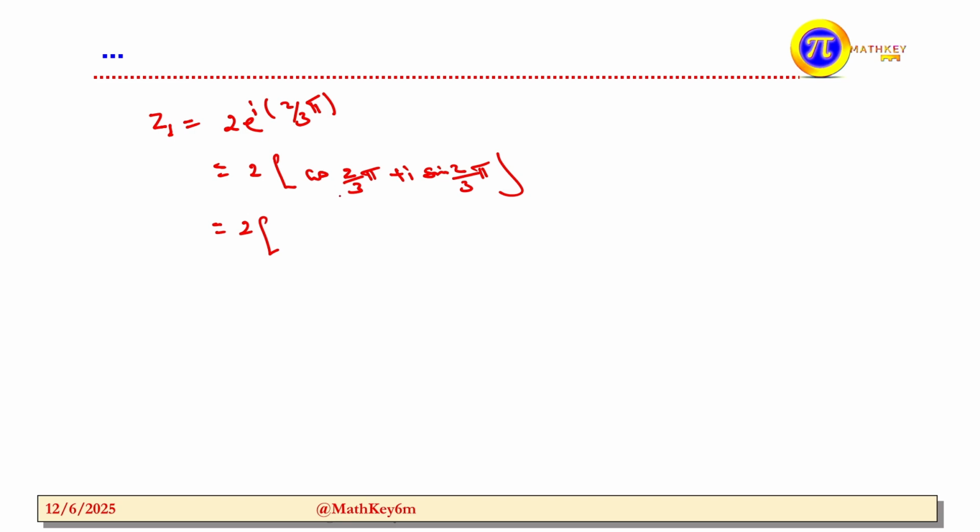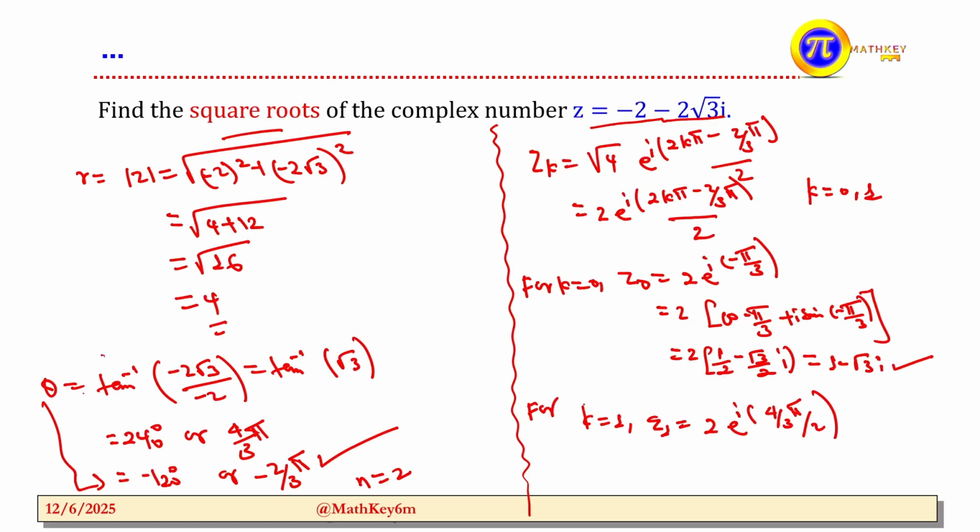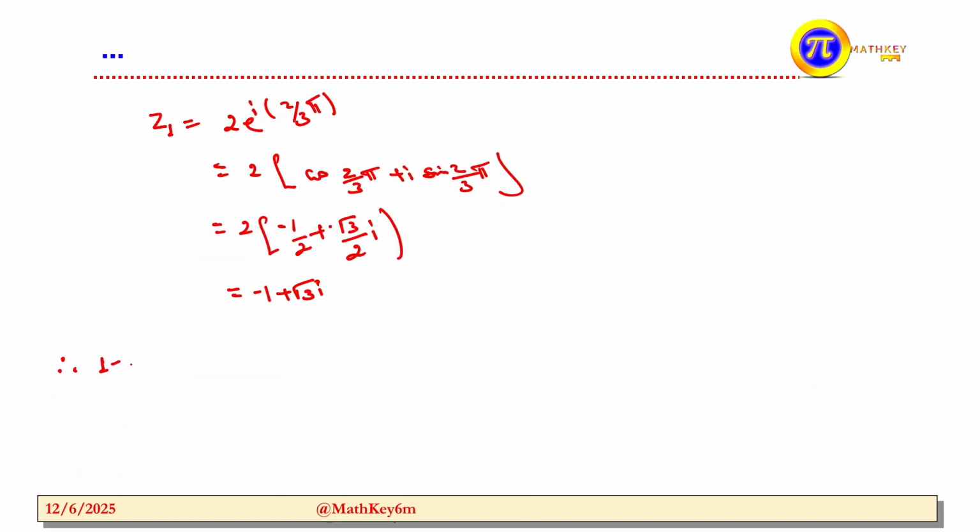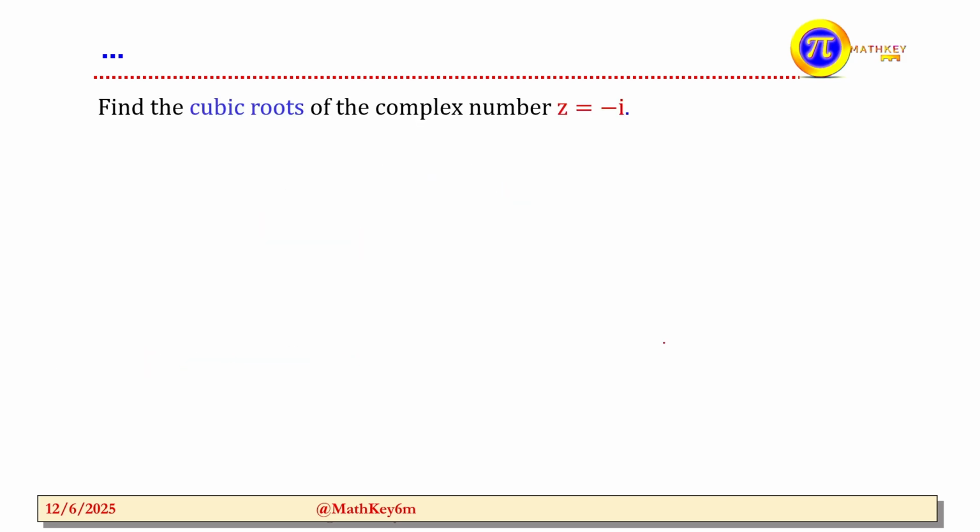Since it lies in the second quadrant, cosine is negative, and the equivalent for 60 degrees is negative half. Again, when you take half common, this equals negative 1 plus root 3 i. Therefore, the square roots of our complex number are 1 minus root 3 i and minus 1 plus root 3 i. Come to the next one.